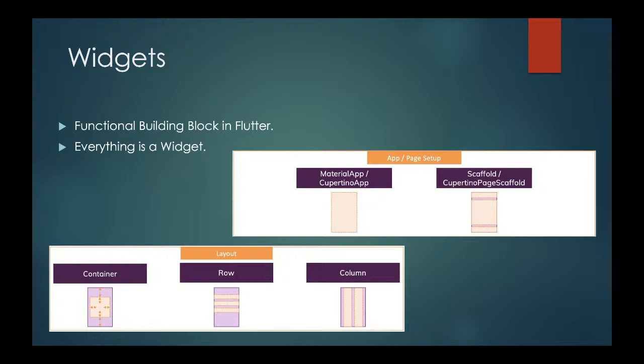So next is row. Row and column are very similar. They work similarly. The only difference is that row organizes elements horizontally, and column organizes elements vertically. So if you want multiple elements put in a row, then you can use that, and similarly for column as well.